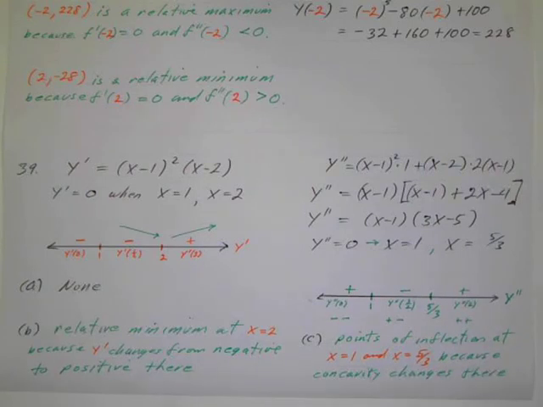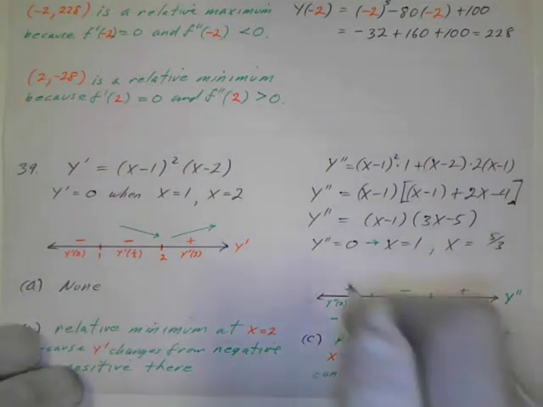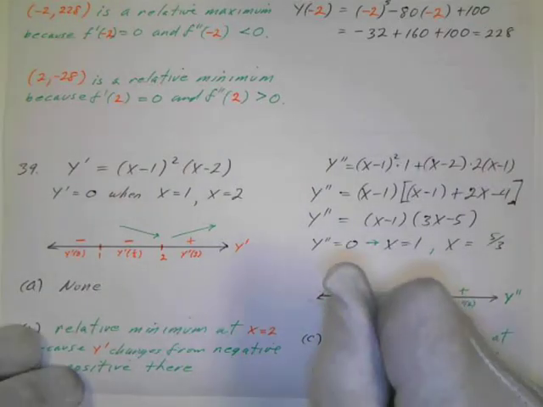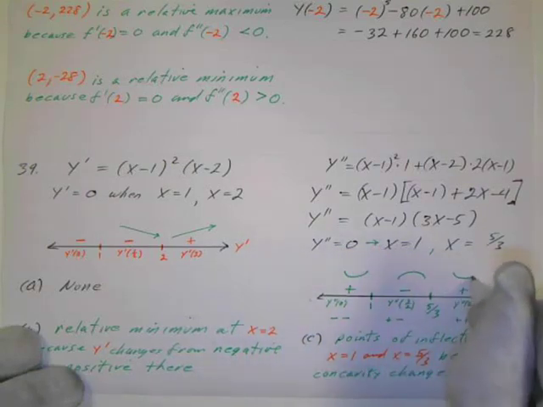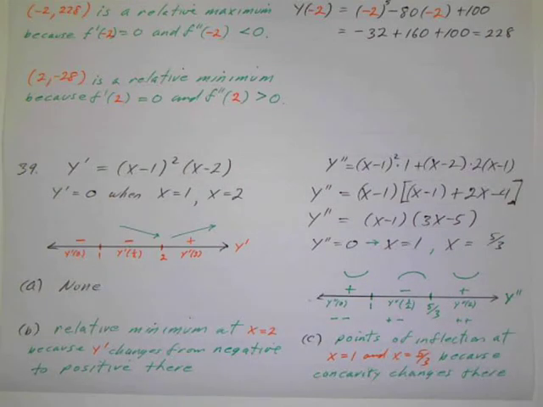So I do have a concavity change here. I didn't write this in, but this is concave up, it's positive. This is concave down, it's negative. And it's concave up, positive. So you can see concavity changes. So these are points of inflection at x equals 1 and x equals 5/3. Now remember, we don't know what the y is because we don't have the original function. So we just have to give the x value. So I have points of inflection at x equals 1 and x equals 5/3. Why? Because concavity changes there. That's where concavity changes. Okay, so I hope those help.